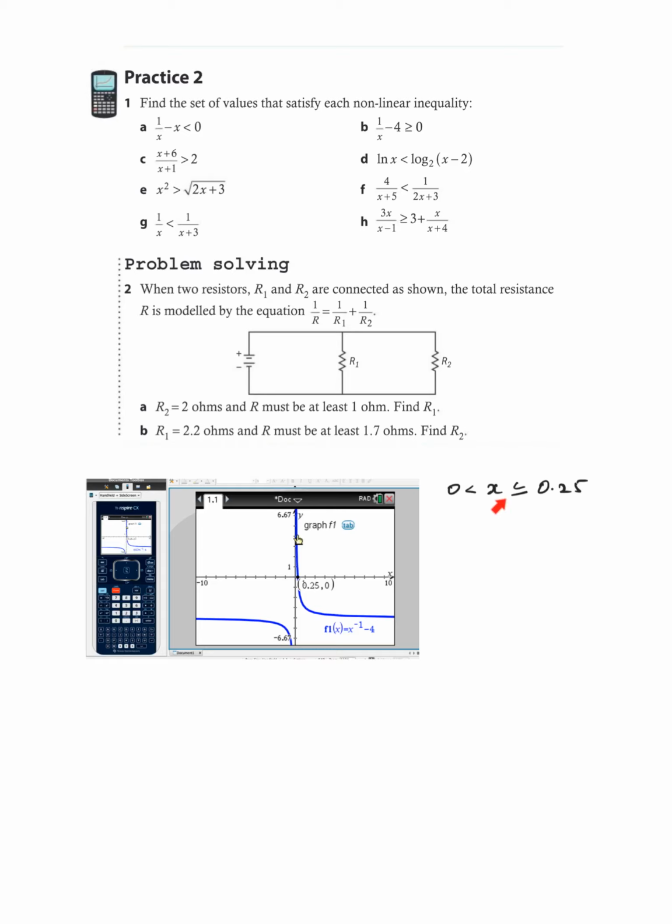Again, what this is saying is that in this region here, between 0 and a quarter, that blue line is above the x-axis. It's greater than 0, because remember, the question was, where is that function greater than or equal to 0? Well, it's equal to 0 at 0.25, and then everything less than 0.25, but not including 0, in the first quadrant. Okay, so that was the solution for B.